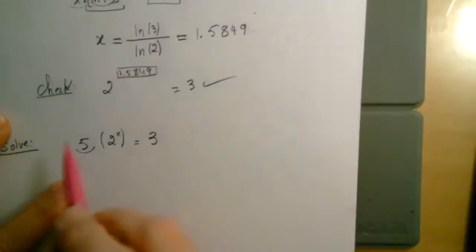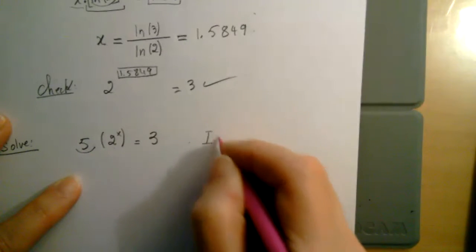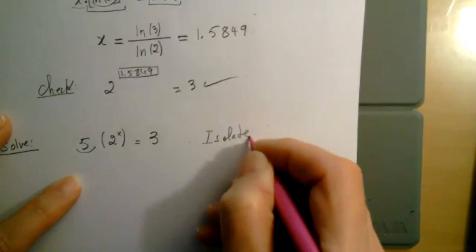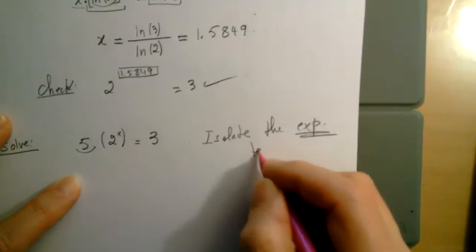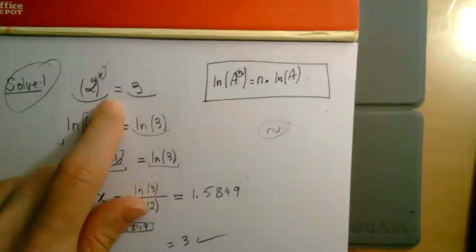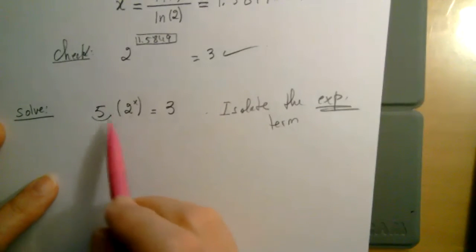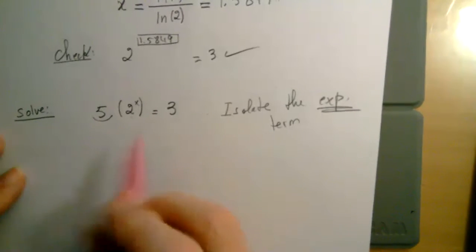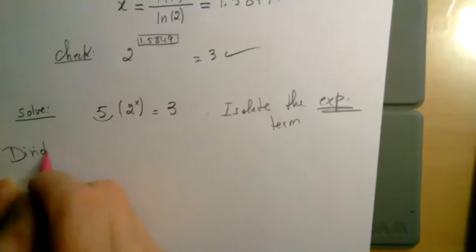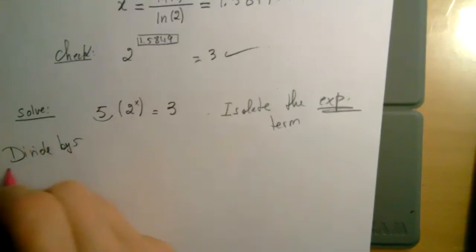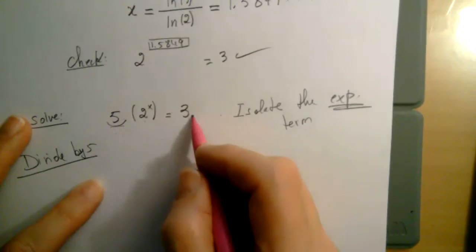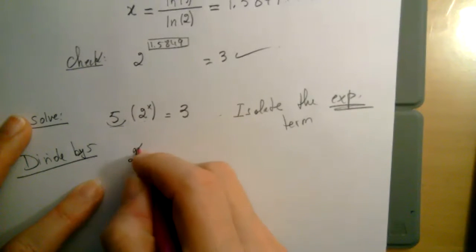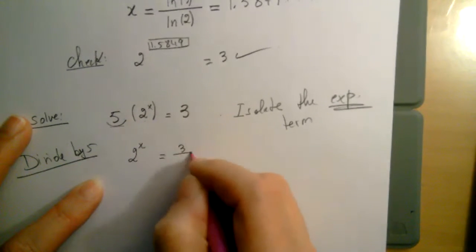So always, when you have 5 times this, my idea for you is you have to isolate the exponential term. Isolate the exponential term, so you come back to the scenario. That's why we isolate. Now, how can we isolate the exponential term? We have to divide both sides by 5. I divide this by 5. This 5 is gone, but the other side has to be divided by 5. So I will end up with 2 to the x equals 3 over 5.